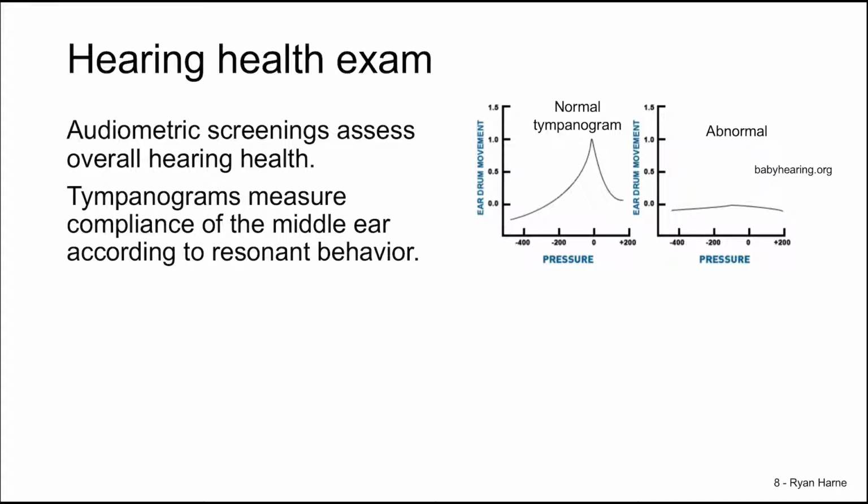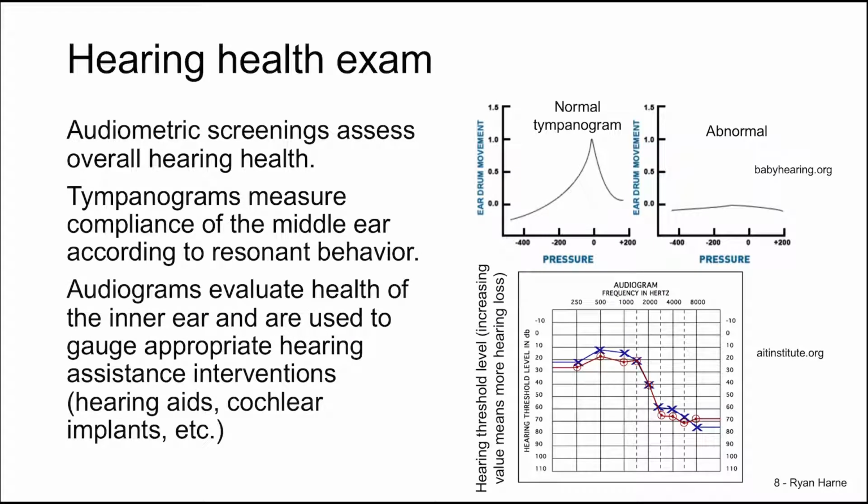A normal tympanogram will have a resonant characteristic with a peak and a valley on both sides of it, whereas a damaged middle ear or damaged eardrum will have a flat or flatter tympanogram. After undertaking a tympanogram evaluation for both ears, you'll undertake an audiogram. And this evaluates the overall health of the inner ear using in-ear and bone conductive techniques. What's shown here at the bottom right is an in-ear evaluation.